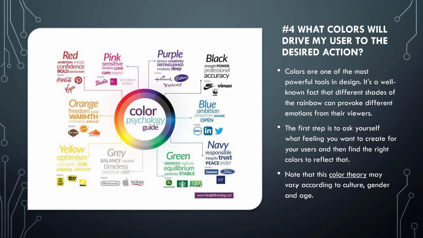But here I have some examples of different associations that we have with certain colors. So like red, we tend to think of ambition, energy, confidence. Purple, fantasy, creativity. So we have these different colors, and they do change depending on, like here we have, according to culture, gender, age. There's different associations depending on different groups of people. So you might want to think about that.